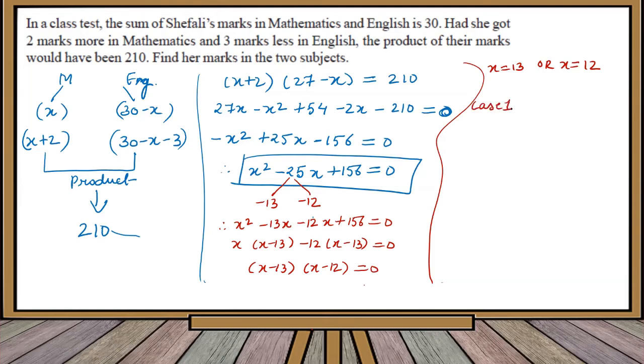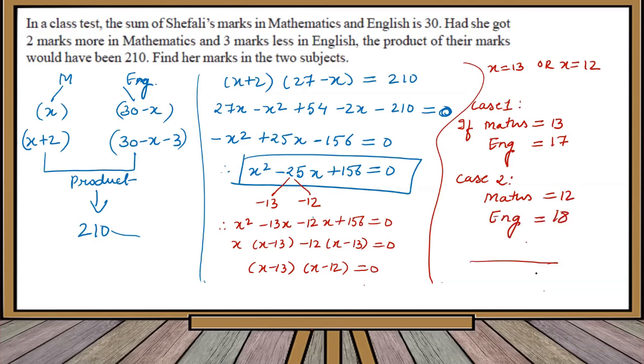Case 1, what was x? X was marks in maths. If marks in maths is 13, then what will be marks obtained in English? Marks obtained in English will be 30 minus 13. It would be 17. Case 2, if she gets marks in maths 12, then marks obtained in English would be 18. Both the situations would be correct. The answer would be either 13, 17 or 12, 18. Understood? Let's see one more question.